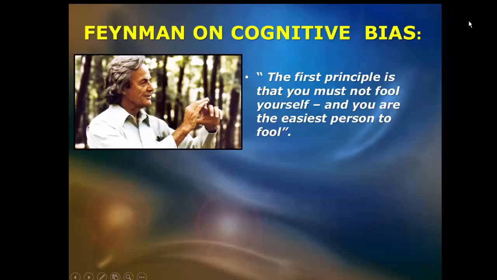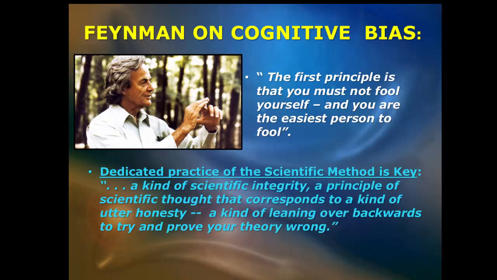Richard Feynman, Nobel laureate, very prominent particle physicist, said, the first principle is that you must not fool yourself, and you are the easiest person to fool. The remedy for dealing with cognitive bias is dedicated practice of scientific method. He said, a kind of scientific integrity, a principle of scientific thought that corresponds to a kind of utter honesty, kind of leaning over backwards to try and prove your own theory wrong.